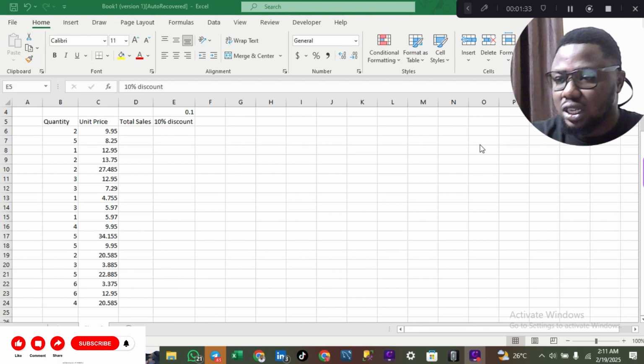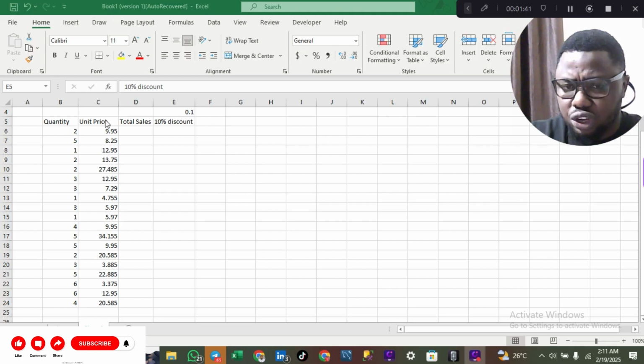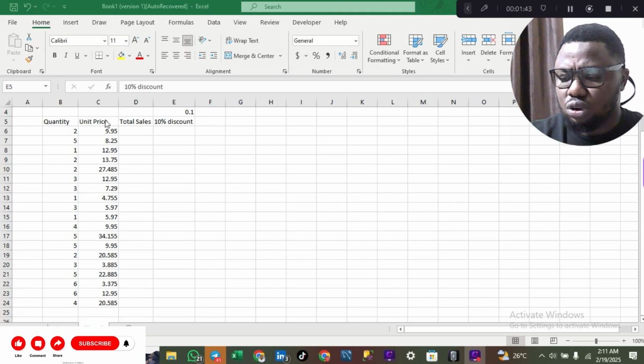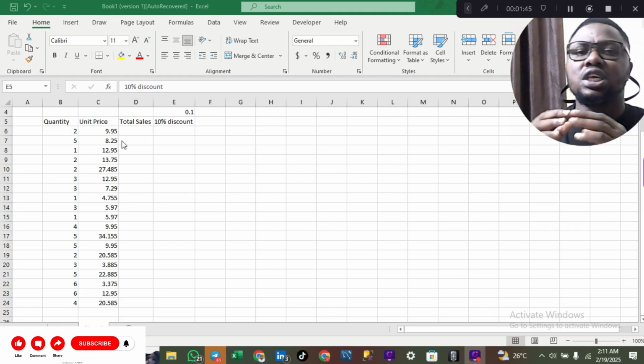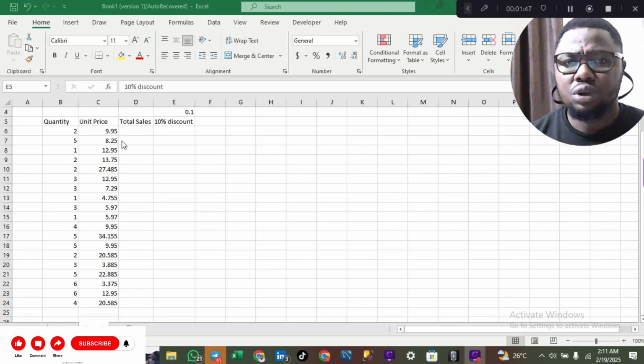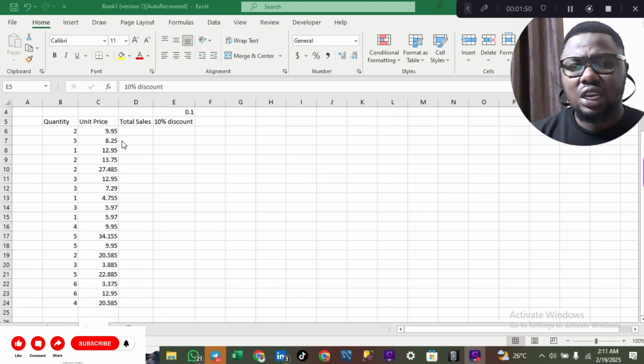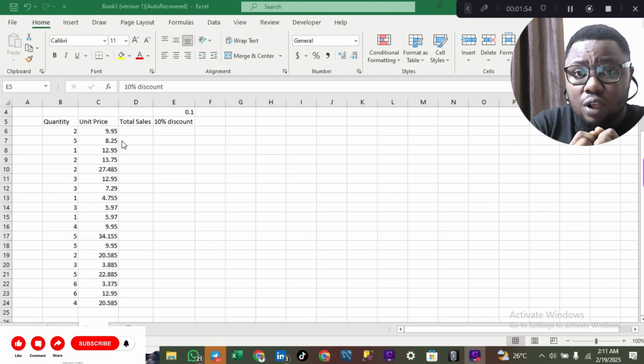Right, now look at this. Look at the data set we have here. This is a sales data set, where we have the quantity and the unit price. Now what do we want to do? Cell referencing is very simple. Cell referencing is a way that you manage your cell so that your calculations can still be valid.